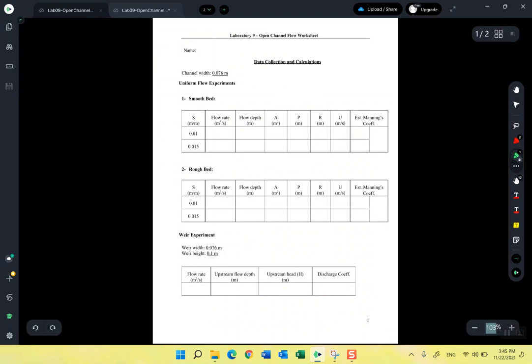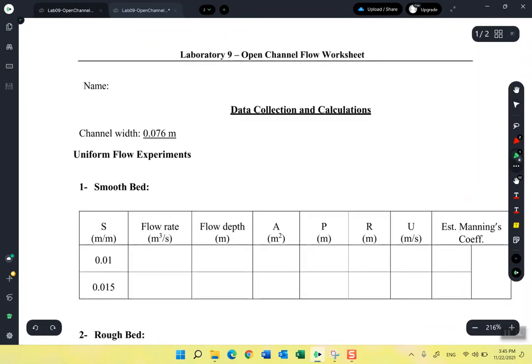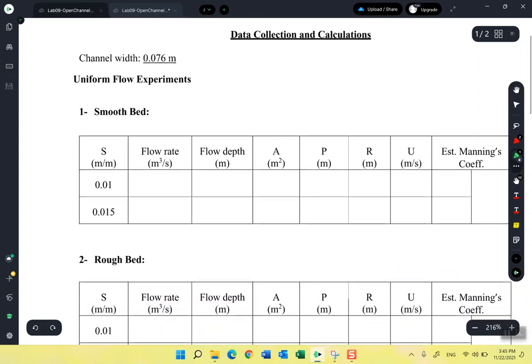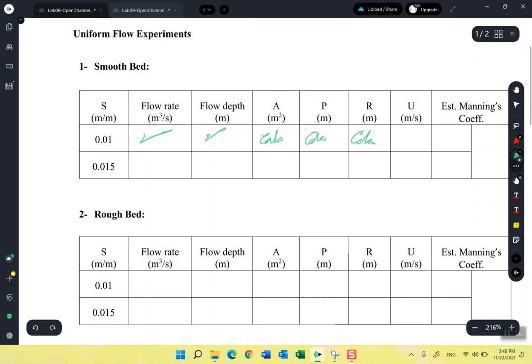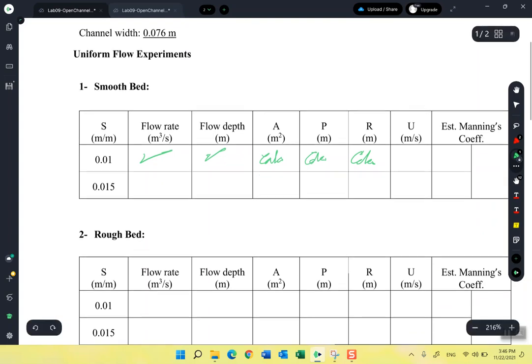Okay, let's speak about the worksheet. The first experiment has 2 trials. The second experiment has also 2 trials, and both of them are the same. The first thing will be to measure the flow rate, measure the flow depth. Area can be calculated, diameter can be calculated, and the hydraulic radius will also be calculated.